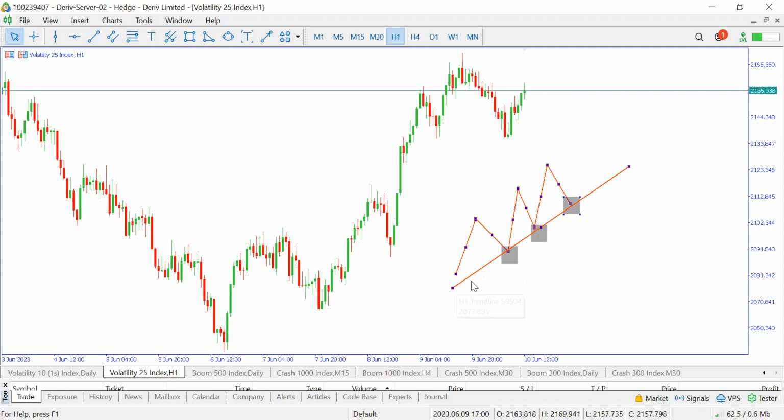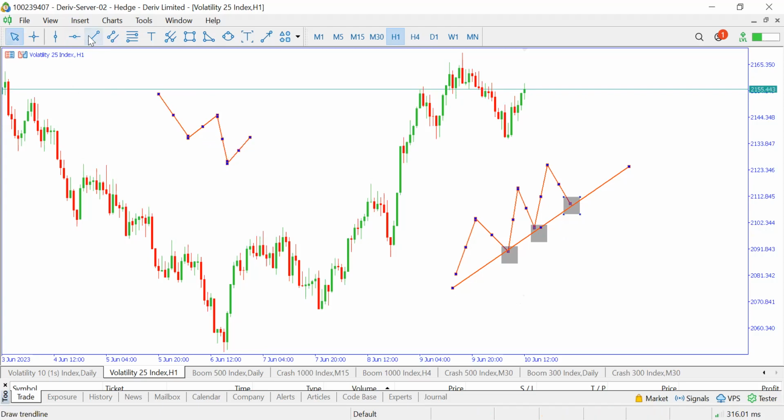For a bullish market, our points of interest are located at the higher lows of the market. So let's look at a bearish or downtrending market. For a downtrending market, our points of interest are the price levels at which, if we sell the market, we'll have a high probability of making profits.